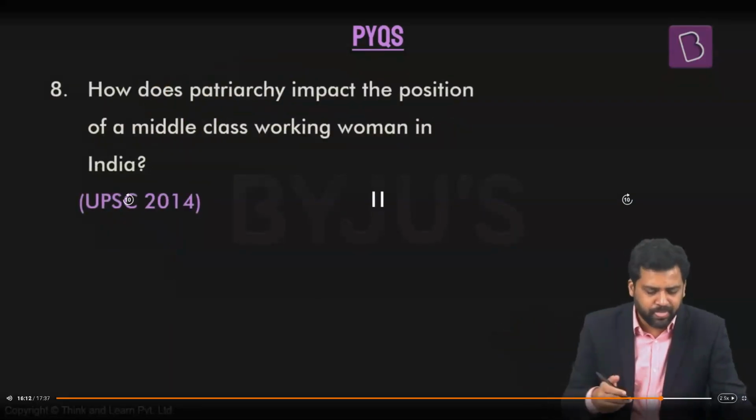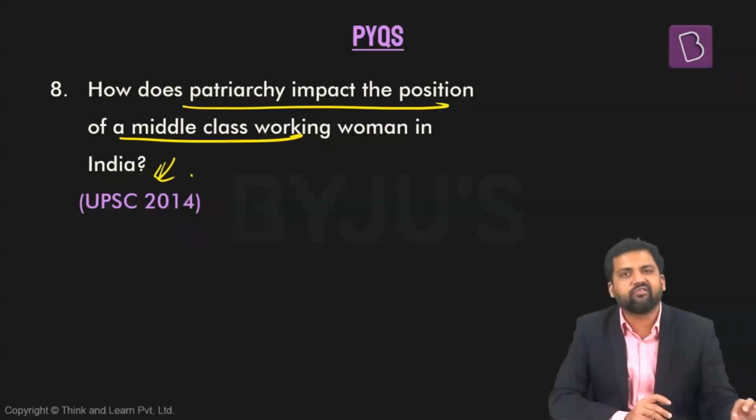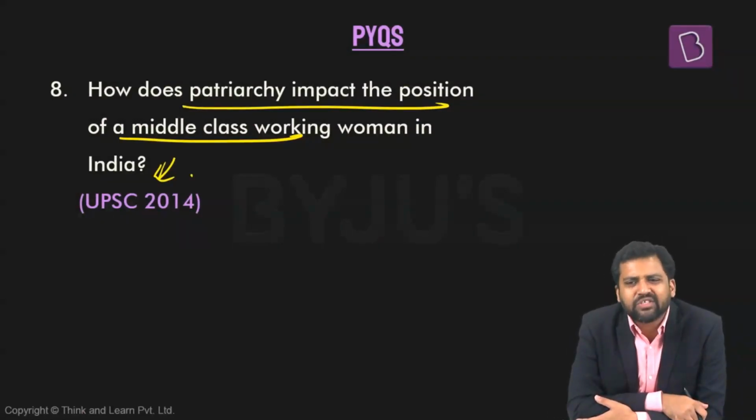So I would recommend that you answer this question when you complete the role of women, women's organizations and social justice. You get an idea, right? How middle class working women face different kinds of challenges within the household. Chances of domestic violence can be there. Maybe she's not given an equal say in the decision making process.